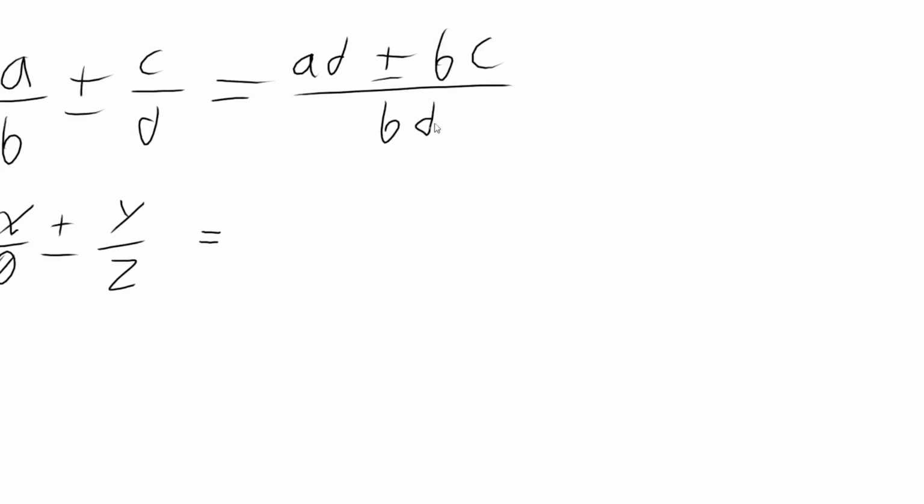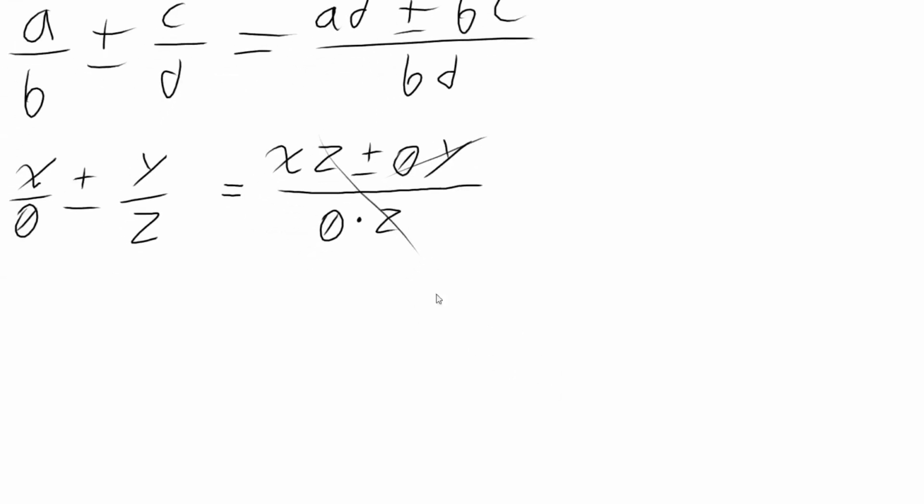Who knows? Anyways, so this turns out to be x multiplied by z plus minus 0 times y over top of 0 times z. So this is cancelled. We'll cancel the z's. Why are we canceling the z's, you may ask? Well, very easy.